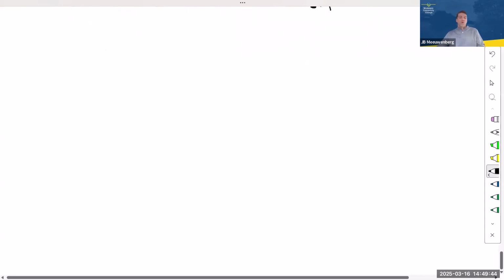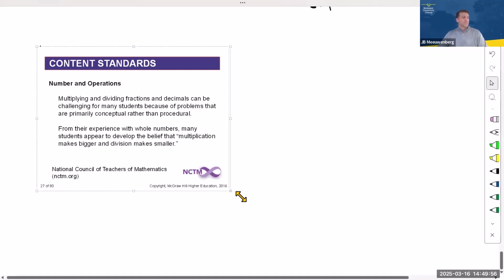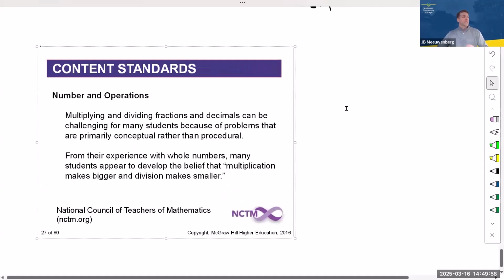So one of the content standards for the National Council of Teachers of Mathematics talks about numbers and operations, and we're going to explore this one. It says multiplying and dividing fractions and decimals can be challenging for many students because of problems that are primarily conceptual rather than procedural. Again, procedural, you are following steps and rules and algorithms. It's so crucial to have that conceptual understanding at the foundational level.